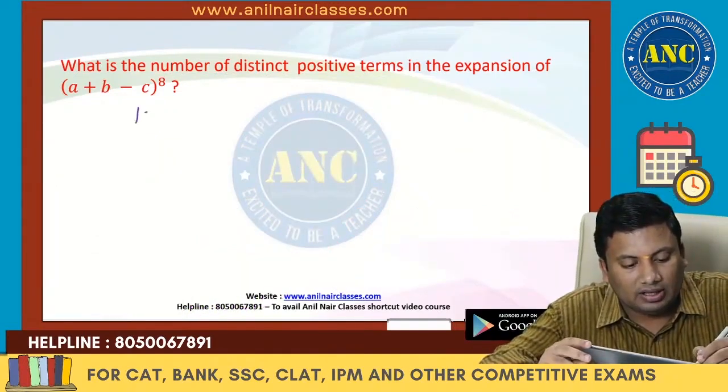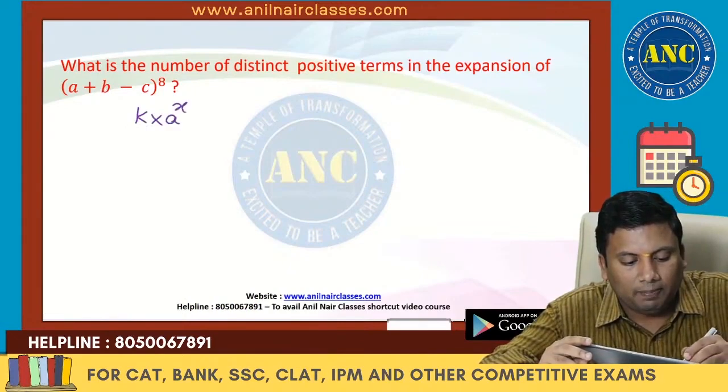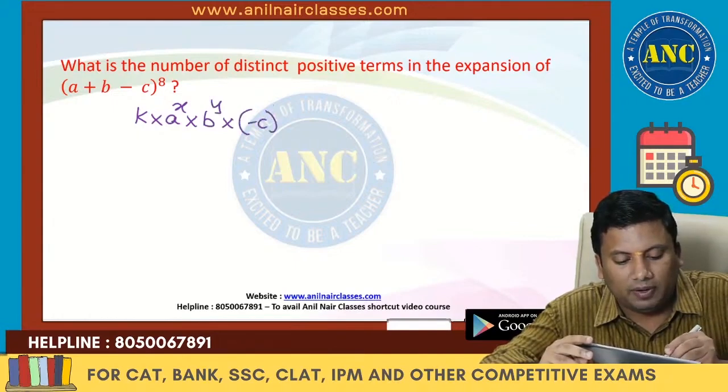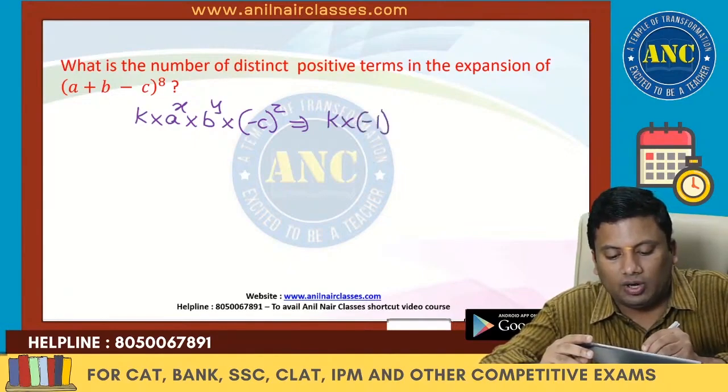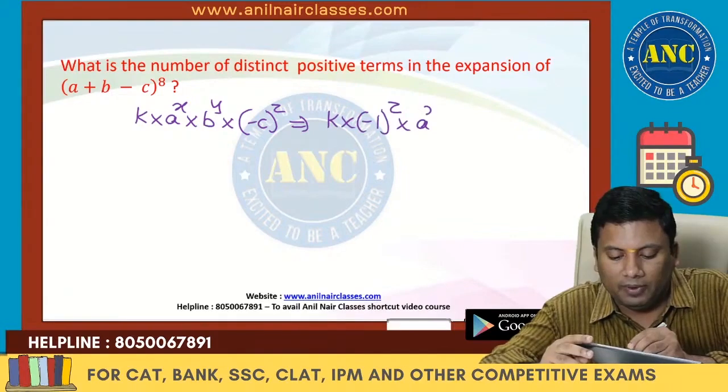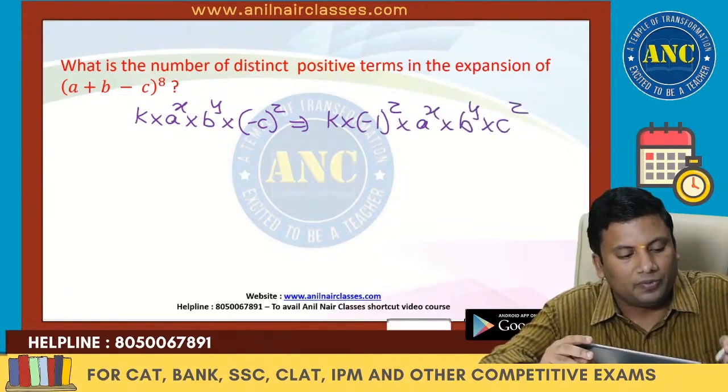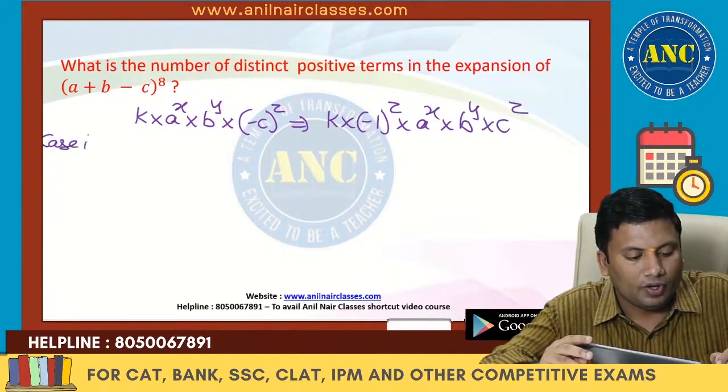The generic term is k into a power x into b power y into minus c power z. This is k into minus 1 power z into a power x into b power y into c power z. Case number 1.